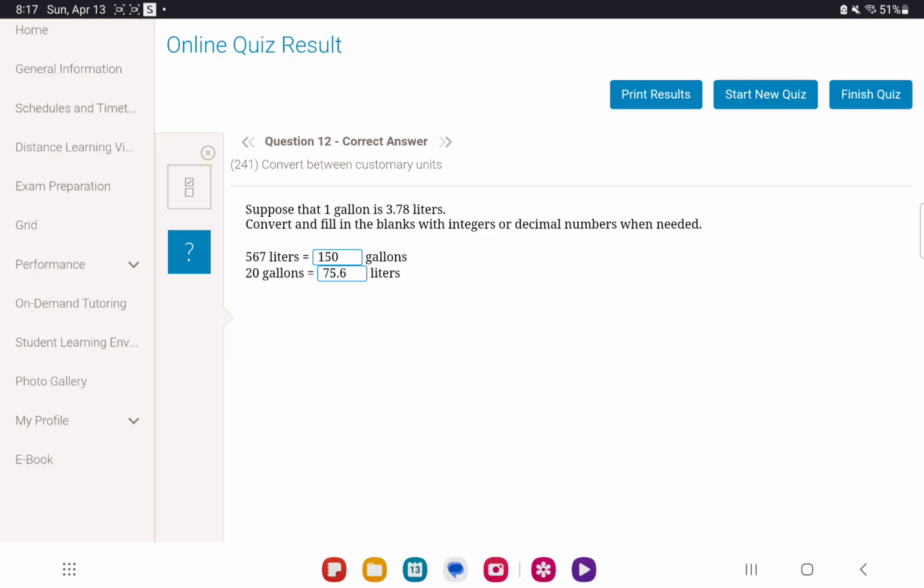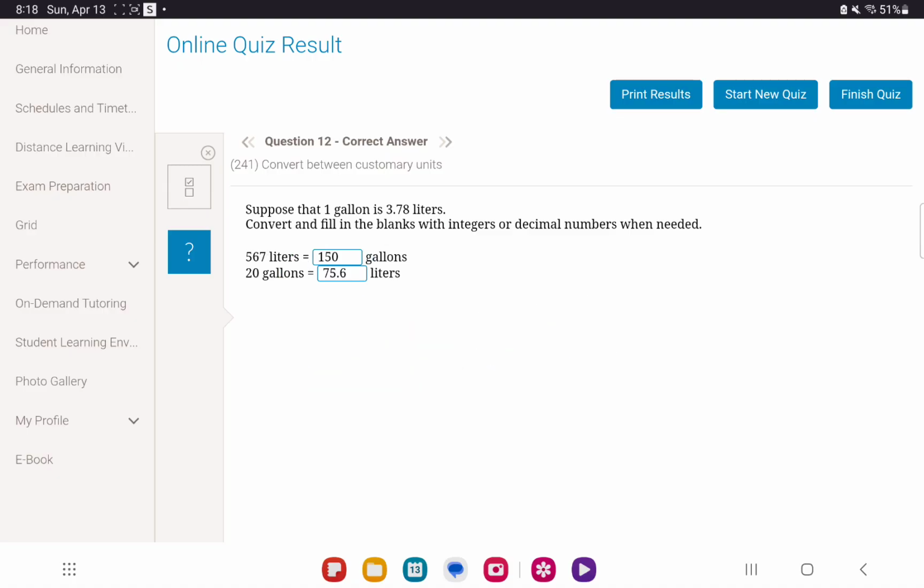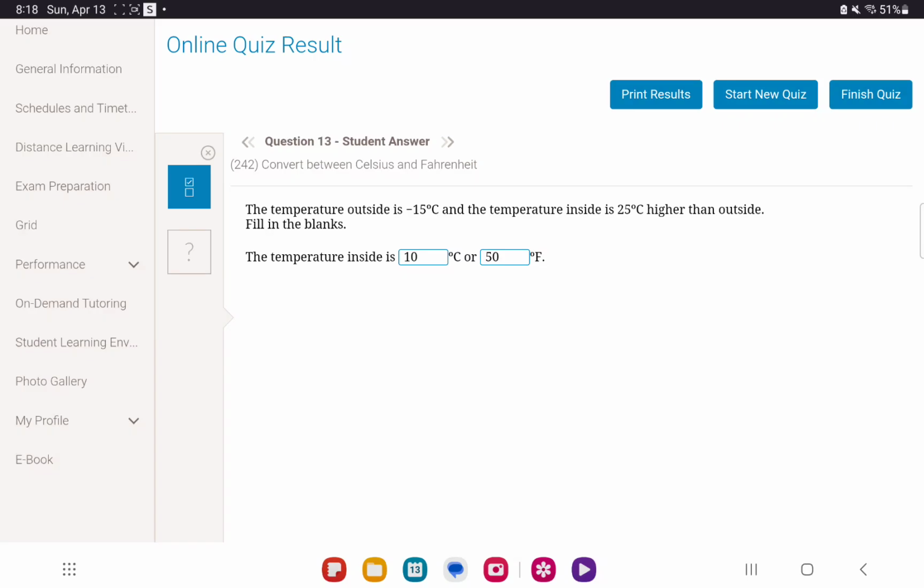Okay, for the second part, they said 1 gallon is 3.78 liters, so 20 times 3.78, you get 75.6. Okay, they're very simple, these ones. Here it's also very simple, except for the Fahrenheit one. Okay, so let's do it.